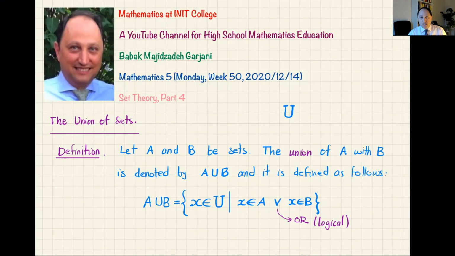Usually in everyday language, when we say or, we use it as exclusive or. We mean this one, not that one, or the other one, not this one. But in mathematics and logic, the or is always an inclusive or. So it might happen that this is true and this is false, we accept it. It might happen that this is false and this is true, we accept it. It might happen that both of them are true, again, we accept it. So that's the meaning of the logical or.